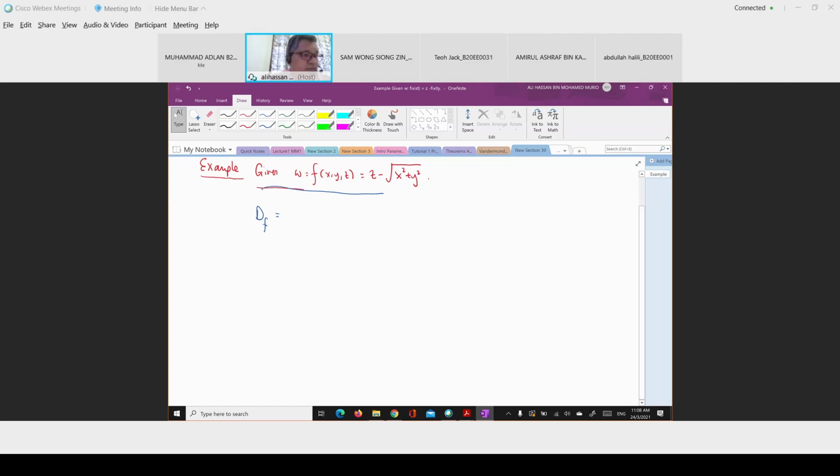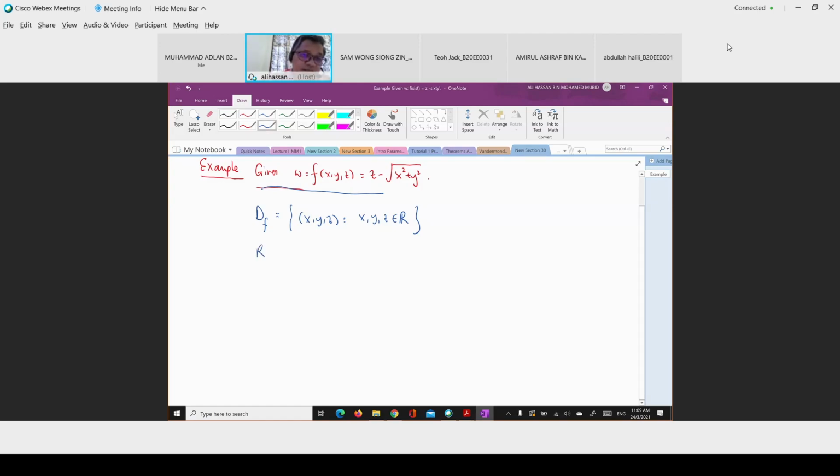So here the domain is all points x, y, z in the real numbers. So this function f is meaningful for all real numbers x, y, and z. There is no points x, y, z that will give difficulties in computing this function f.